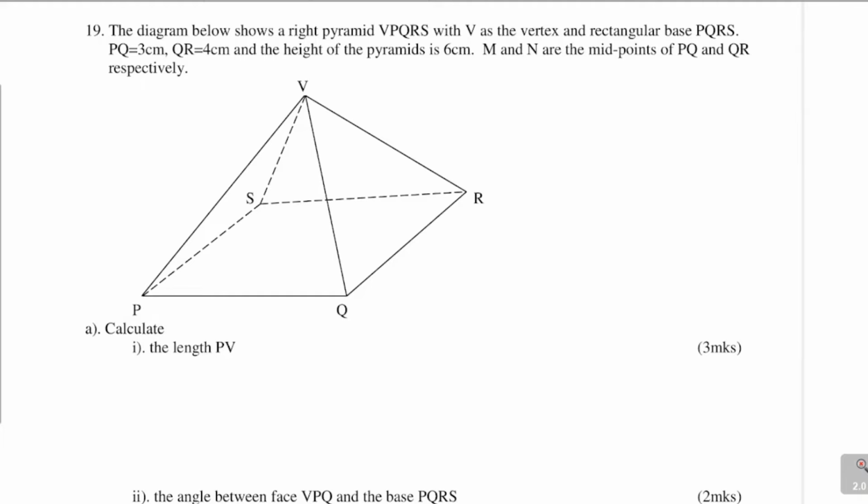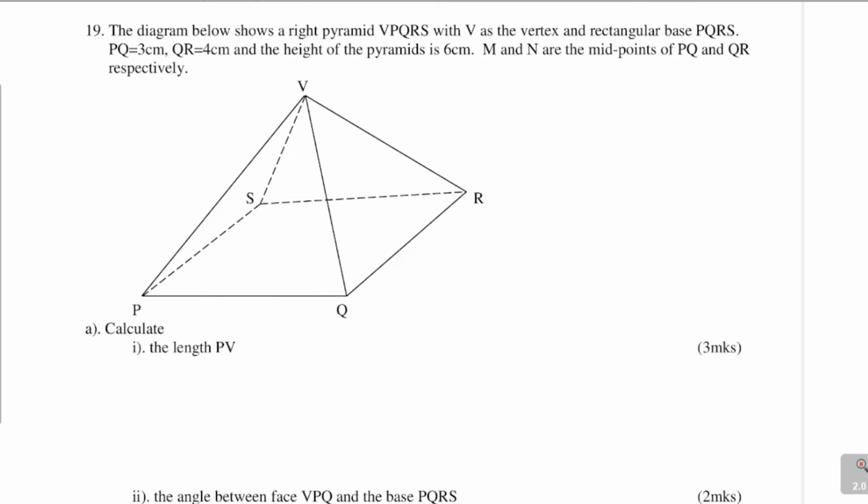Question 19. The diagram below shows a right pyramid, VPQRS, with V as the vertex and a rectangular base PQRS. PQ is equal to 3 centimeters, QR is equal to 4 centimeters, and the height of the pyramid is 6 centimeters. M and N are the midpoints of PQ and QR respectively. So you can see the diagram there.